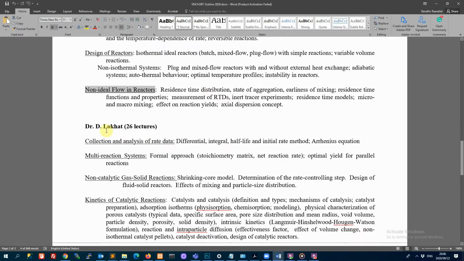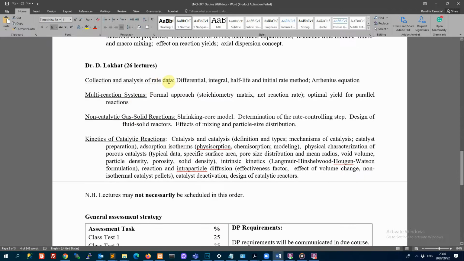Later in the course with Prof. Lockhart, you'll be looking at analyzing data that you may collect from a lab type reactor. So analyzing that data and then converting that data into parameters for your reaction kinetics. You'll be looking at the case where you have many reactions that are competing for the reactants, and looking at how to design your reactor in the face of that.